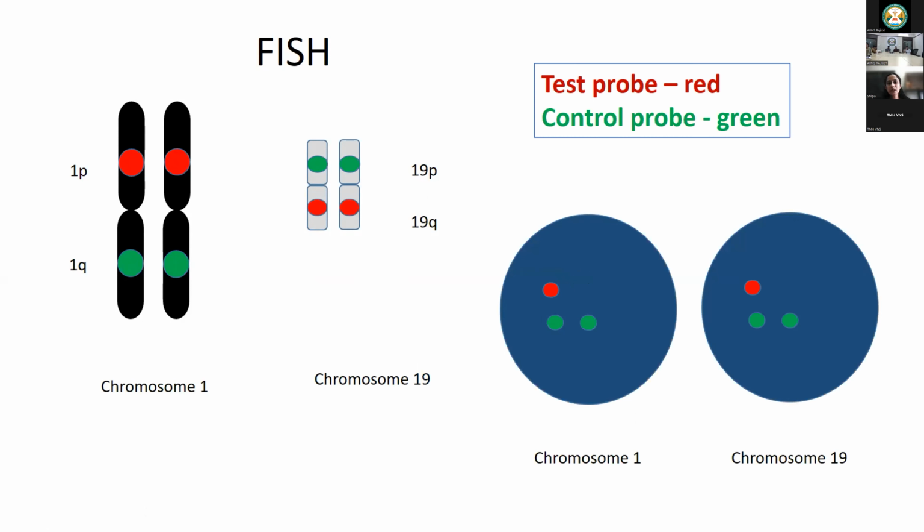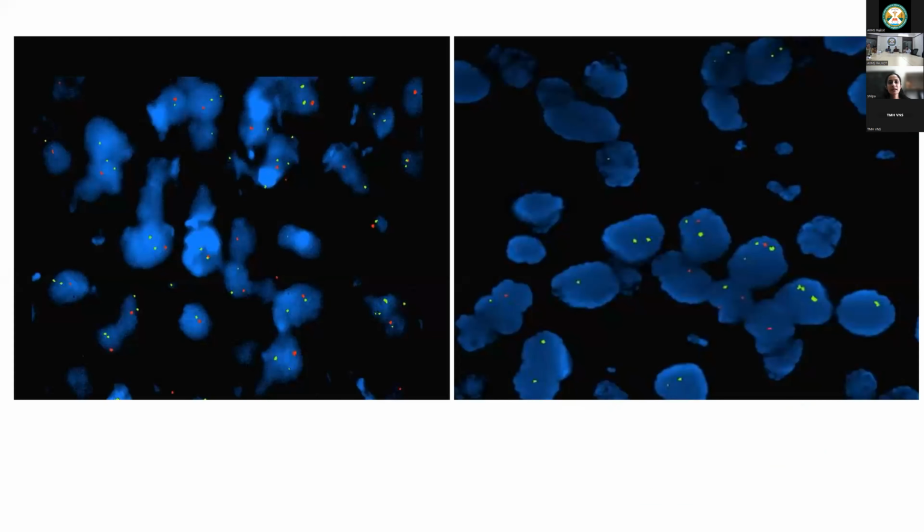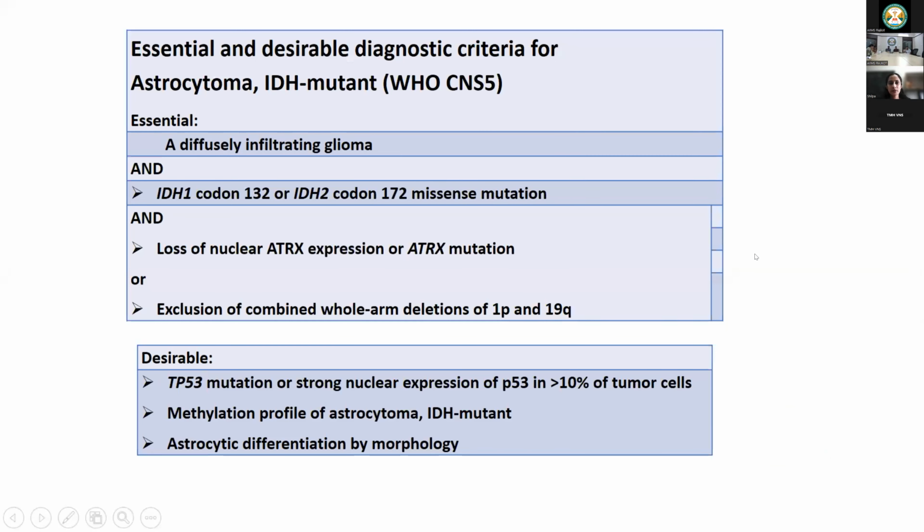And when we take the ratio of red to green, if it is less than 0.8, it is considered to be deleted. For oligodendroglioma, we should find the ratio to be less than 0.8 for both 1p as well as 19q. Then only we can call it 1p19q deleted. And this is how it looks on the FISH image. The green signals are indicative of control and a single red signal indicates that there is a deletion for the particular chromosome.